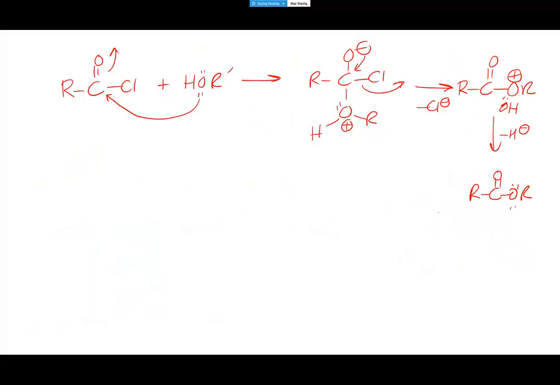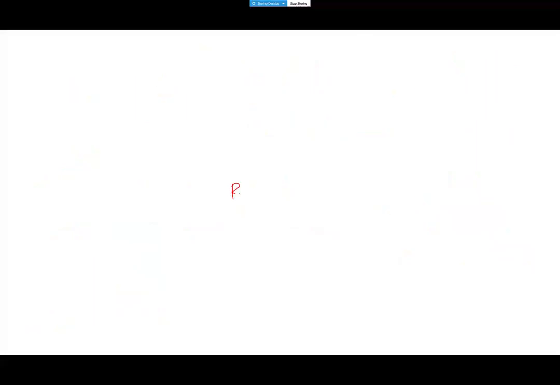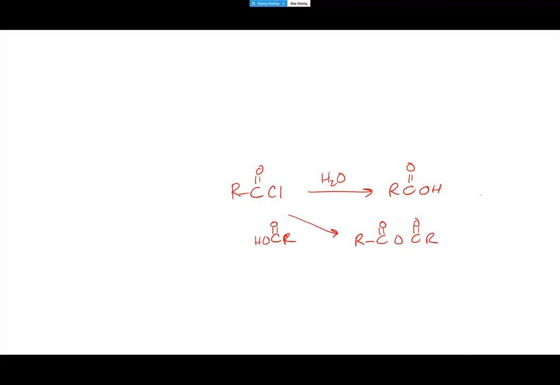So you could certainly create a chart, they do in the book, where they take the acid chloride and they say, okay, I'm going to react this with water. What am I going to make? A carboxylic acid. I'm going to react the acid chloride with a carboxylic acid. And what am I going to make? The anhydride. I'm going to react an acid chloride with alcohol. What am I going to make? An ester. I'm going to react the acid chloride with a nitrogen species. What am I going to make? The amide.